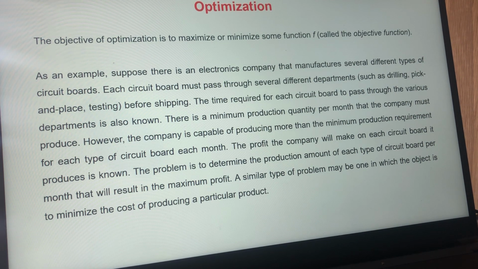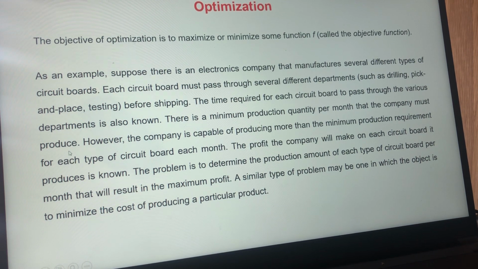For example, let's say we have an electronics company. They are manufacturing several different types of circuit boards. And each circuit board must pass through several different departments. What kind of departments? Like drilling, pick and place, and testing departments before they are shipping these products. And the time required for each circuit board to pass through the various departments is also known. So it has to stay in drilling 2 minutes, pick and place 5 minutes. These are known. And there is also a minimum production quantity per month that the company must produce. So the company must produce at least that much product.